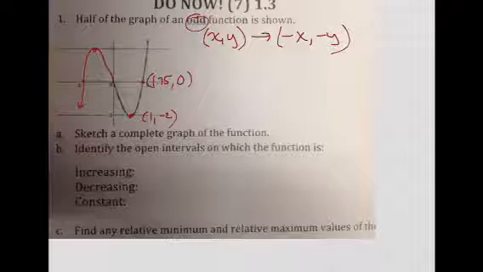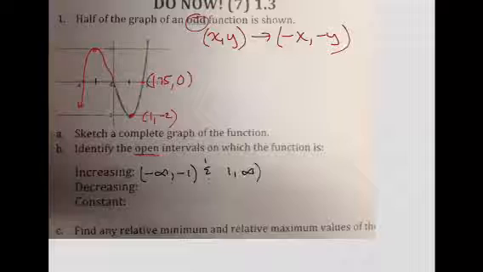Part B, identify open intervals. Remember, it says open, so you're going to use parentheses on the intervals where the function is increasing. Remember, you read a graph from left to right. So it's increasing here to here, and then increasing again here to here. So it's increasing from negative infinity to negative 1, this is negative 1 right here, and this is positive 1 right here, so from 1 to infinity.